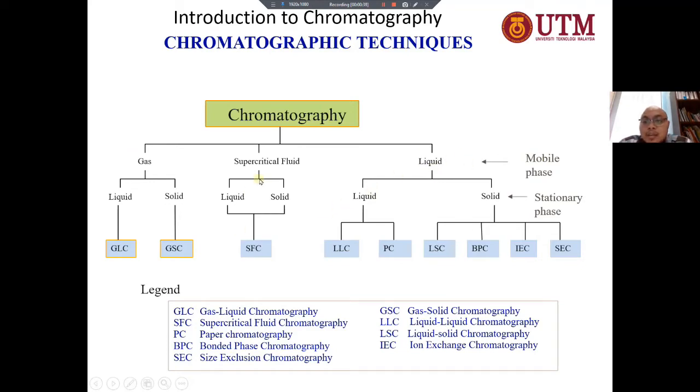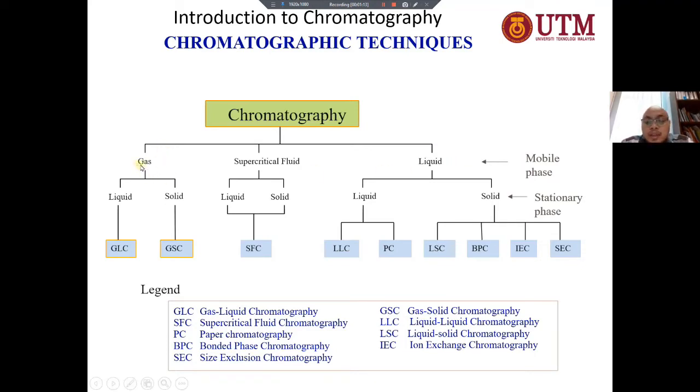I have not had the chance to use supercritical fluid chromatography. I also have not heard of any staff in the faculty using SFC for the time being. So in this study, we will only cover gas chromatography and liquid chromatography, which are the most commonly or popularly used in the world of analysis, especially for forensic application.